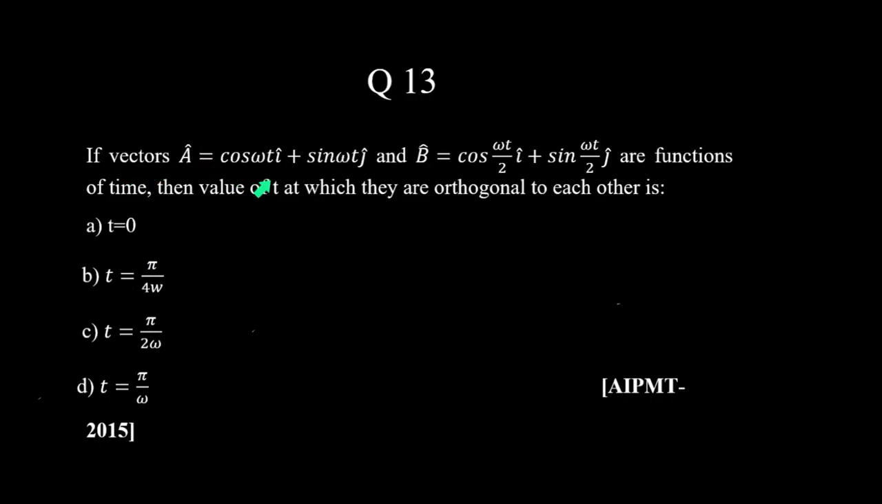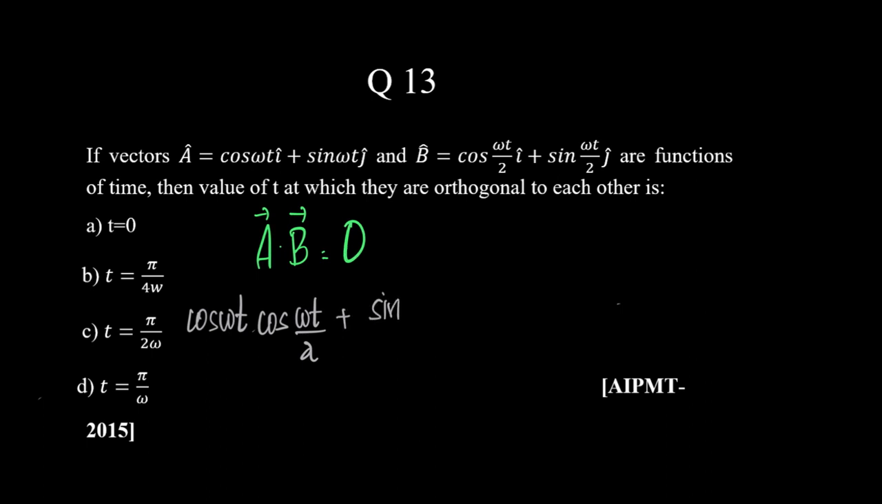If vectors a is equal to cos omega t and sin omega t, and b is equal to cos omega t by 2 and sin omega t by 2, are functions of time, then find the value of t at which they are orthogonal. Okay. So when they are orthogonal, what do we know? That a dot b is equal to 0. Now what is a dot b? A dot b is cos omega t cos omega t by 2 plus sin omega t sin omega t by 2, and this is equal to 0.